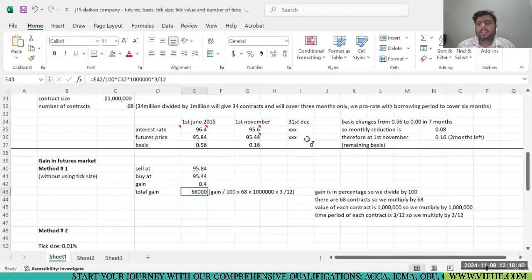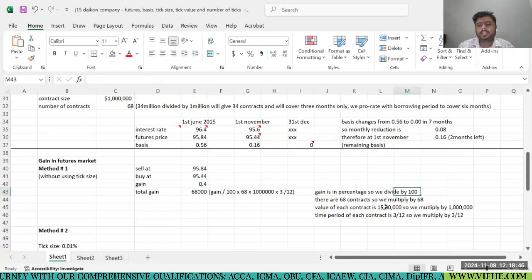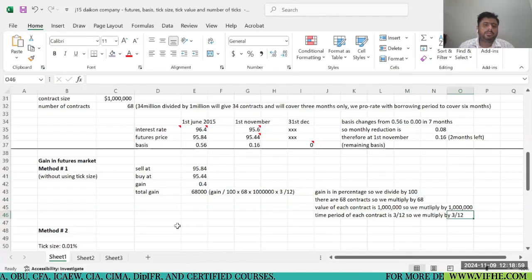Okay. And then there is a note as well which says gain is in percentage, so we divide by 100. There are 68 contracts, so we multiply by 68. Value of each contract is 1 million, so we multiply by 1 million. Time period of each contract is 3 over 12, so we multiply by 3 over 12 as well. This is the normal way we used to do.